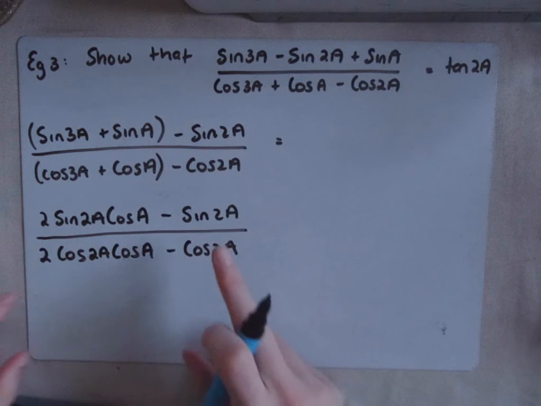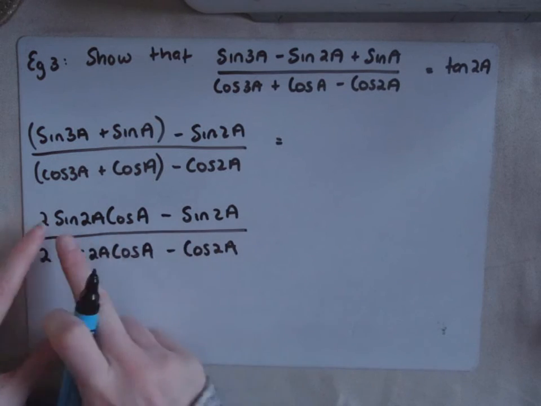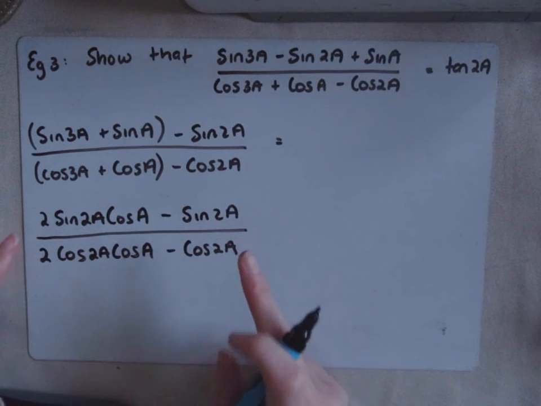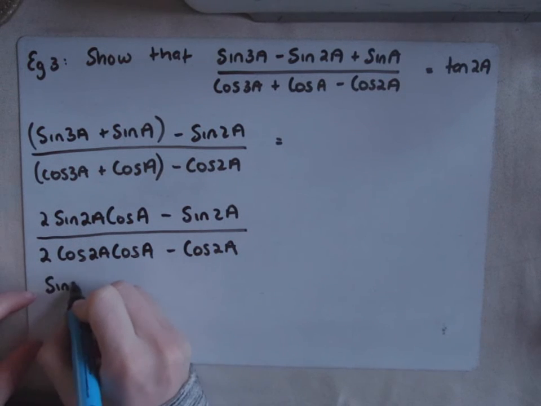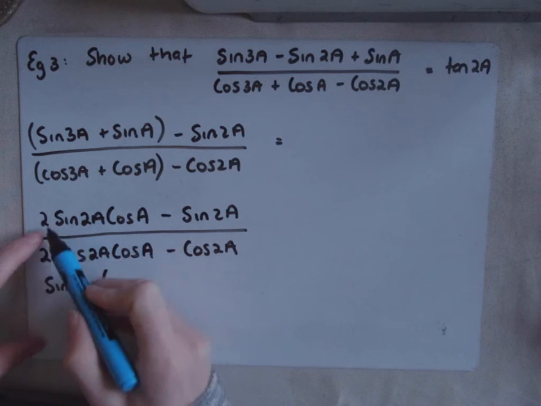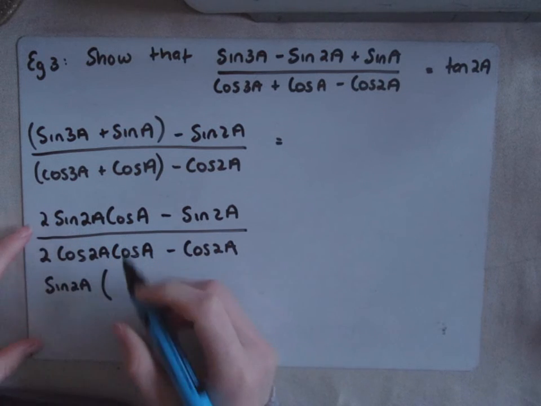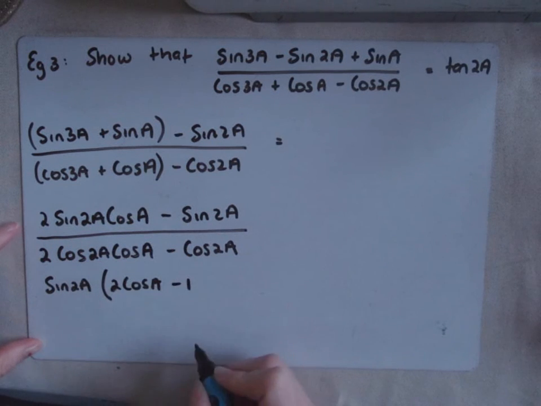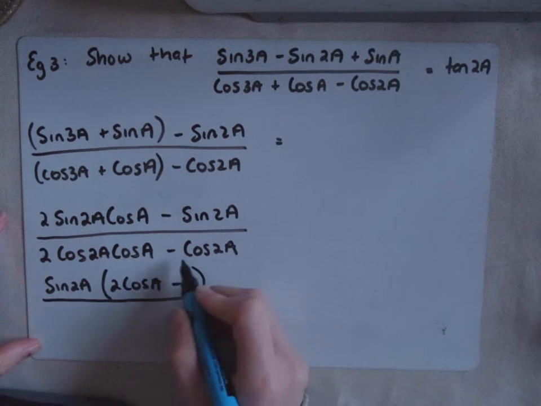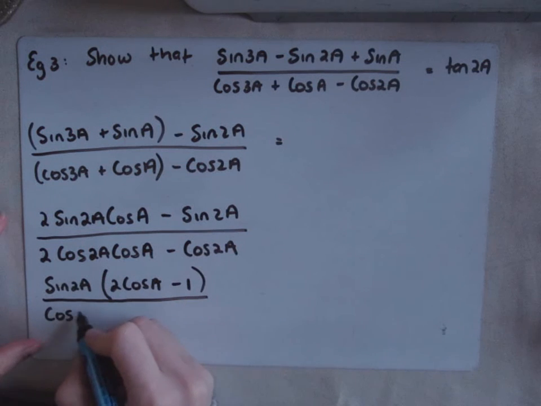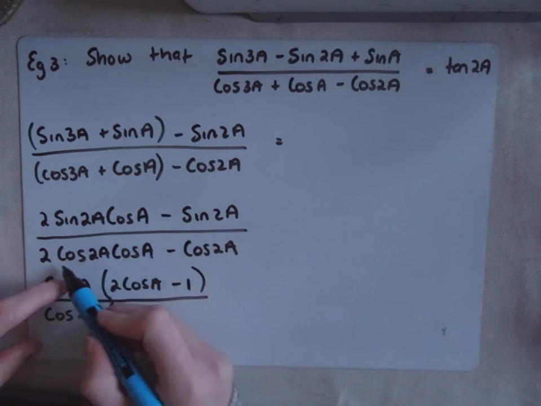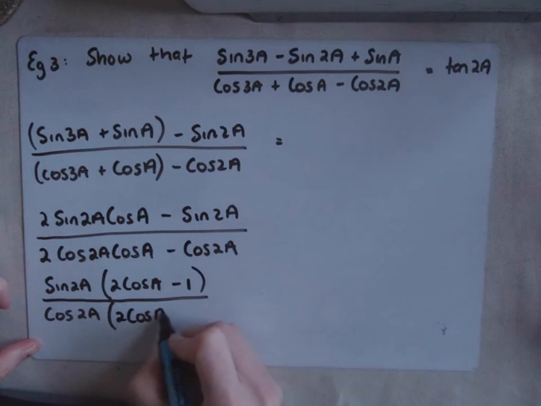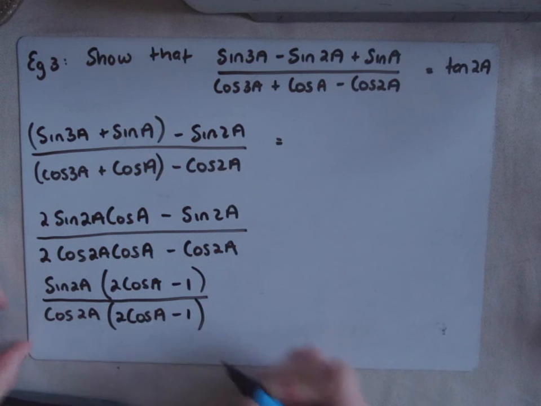Now, if I look here, I can see that sine 2a is common on the top and cos 2a is common on the bottom. So let's factorise out the sine 2a. Sine 2a comes out of here and I'm left with 2 cos a. Sine 2a comes out of here and I'm just left with minus 1. On the bottom, cos 2a is common. If I factorise out the cos 2a, I'm left with 2 cos a, and if I factorise it out of here, I'm left with minus 1.